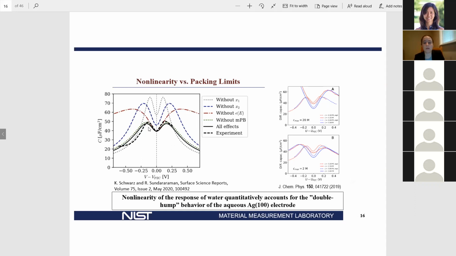If we remove the X1, we do not have qualitative agreement anymore. The same thing applies for the X2. Yet again, this applies if we do not include the nonlinearity of the dielectric. However, if we don't include the modified Poisson-Boltzmann, so the constraint on the concentration, the agreement is still fairly good. So the nonlinearity of the response of the water qualitatively accounts for the double hump behavior of the aqueous silver 100 electrode.